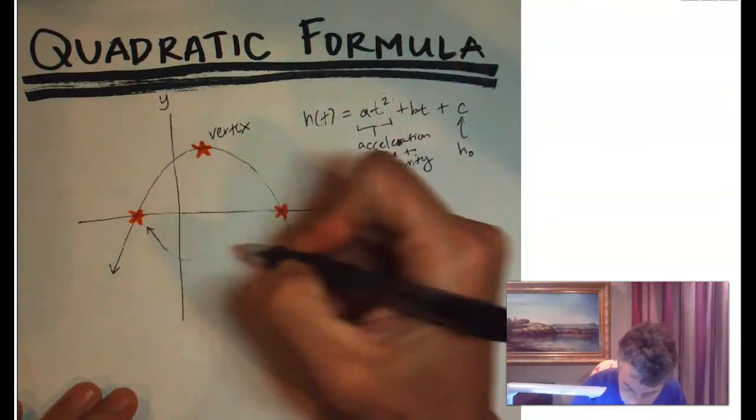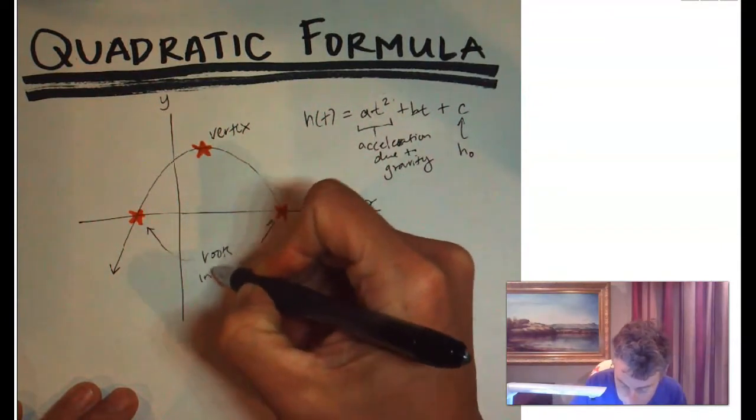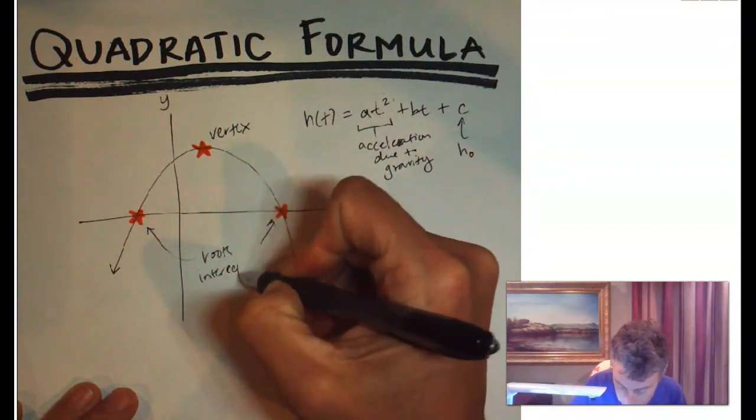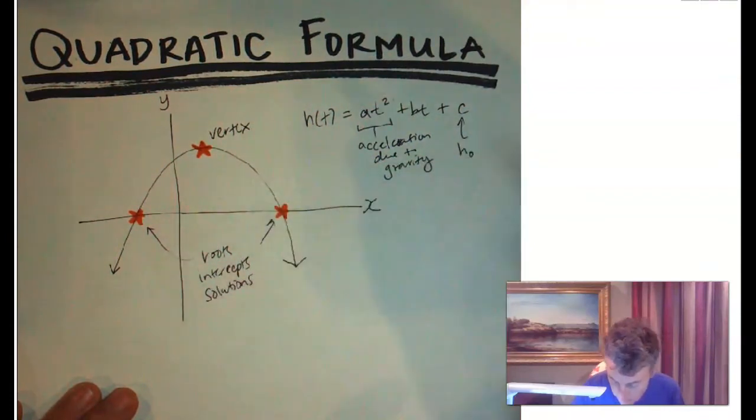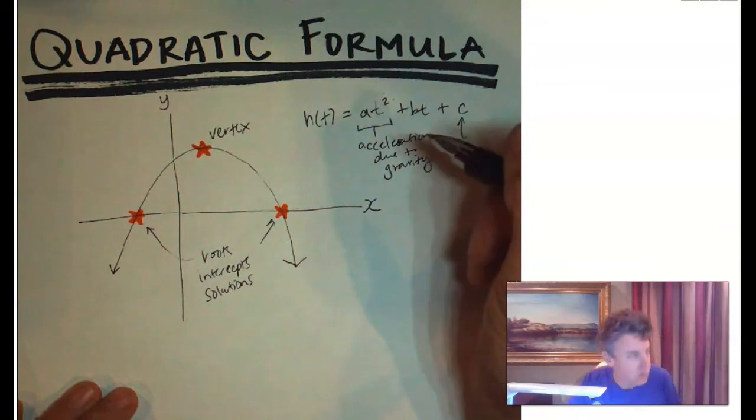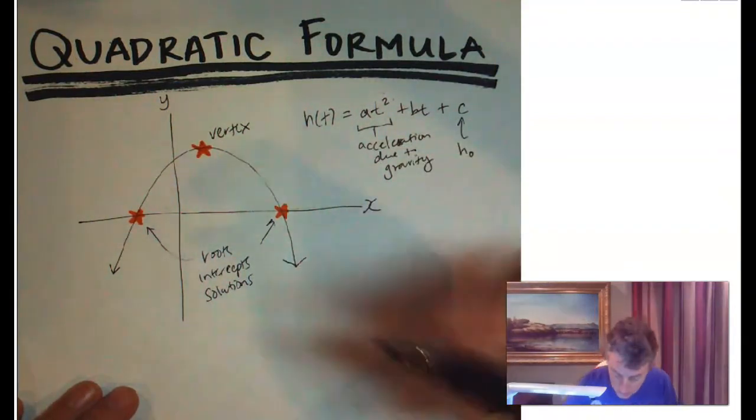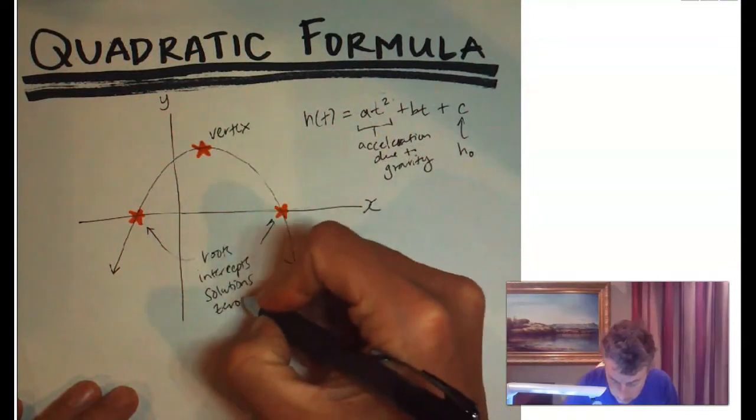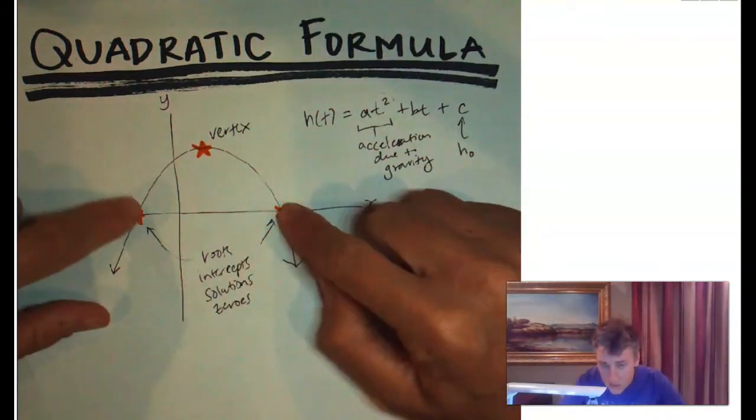Remember we call these guys the roots, the intercepts, the solutions. What's the other one? Roots, intercepts, solutions, zeros. Also called zeros. I never know if there's an E there or not. I don't know.